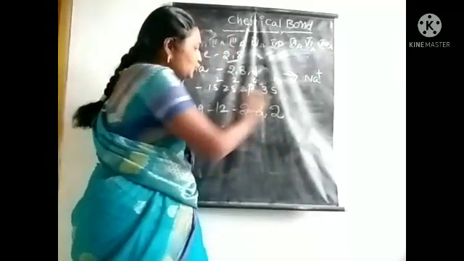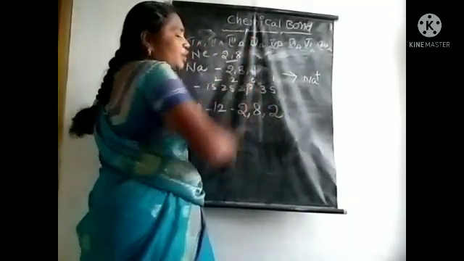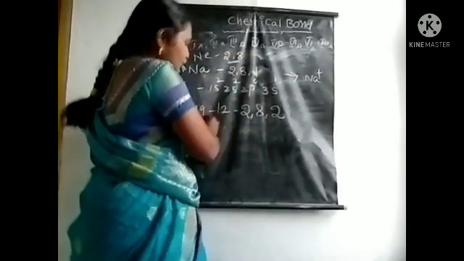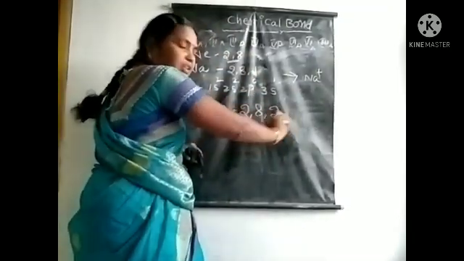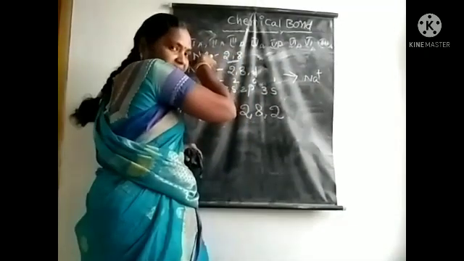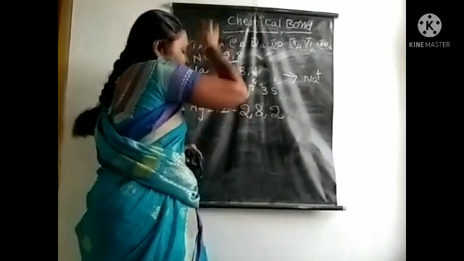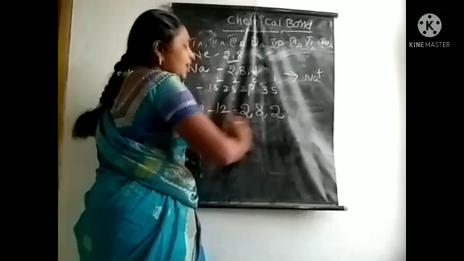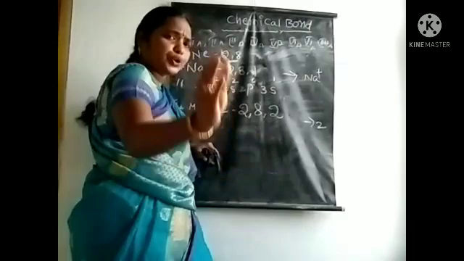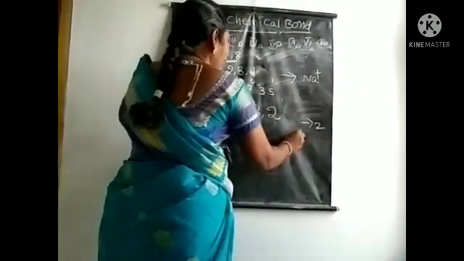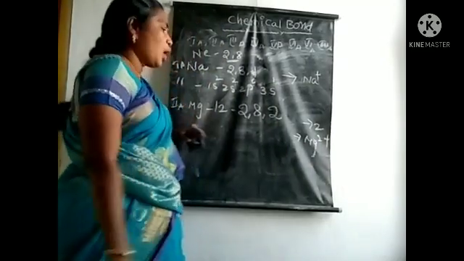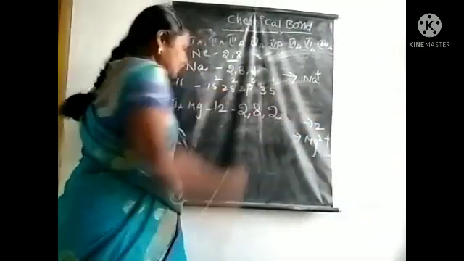Magnesium is ready to lose 2 electrons to attain the nearest inert gas, that is, the neon electronic configuration. Magnesium loses 2 electrons and forms the Mg2+ ion.